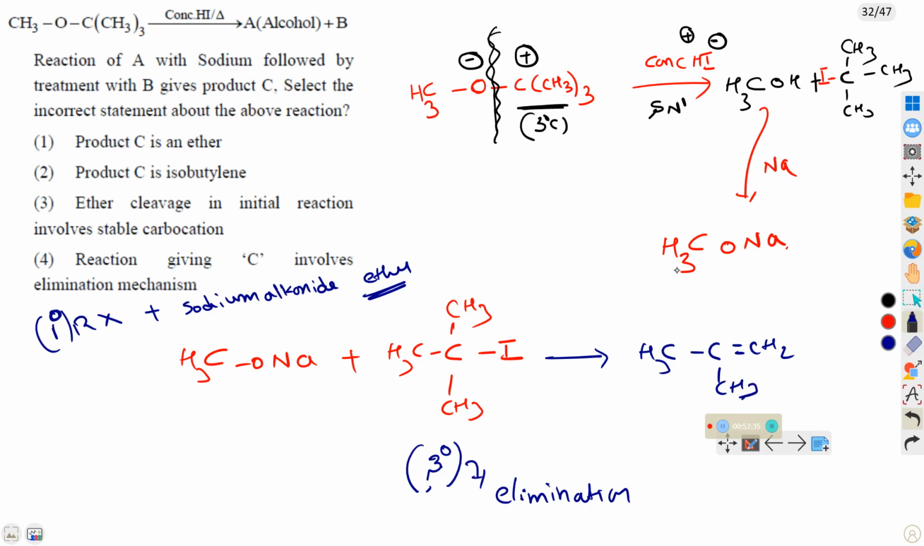So select the incorrect statement about the above reaction. Product C is an ether, that is incorrect. Product C is an alkene.